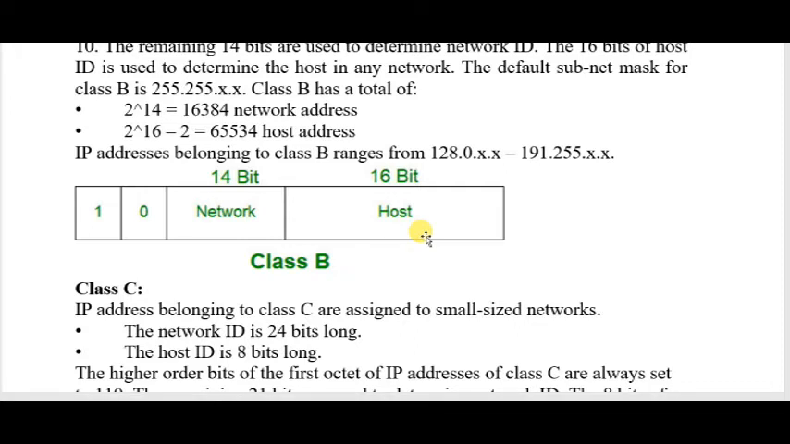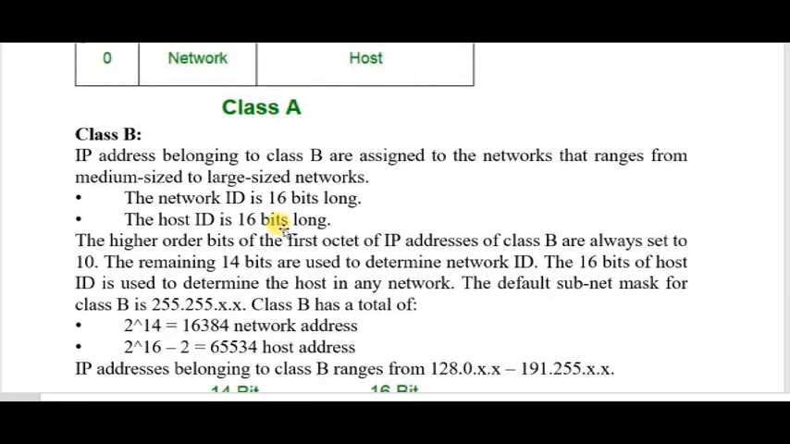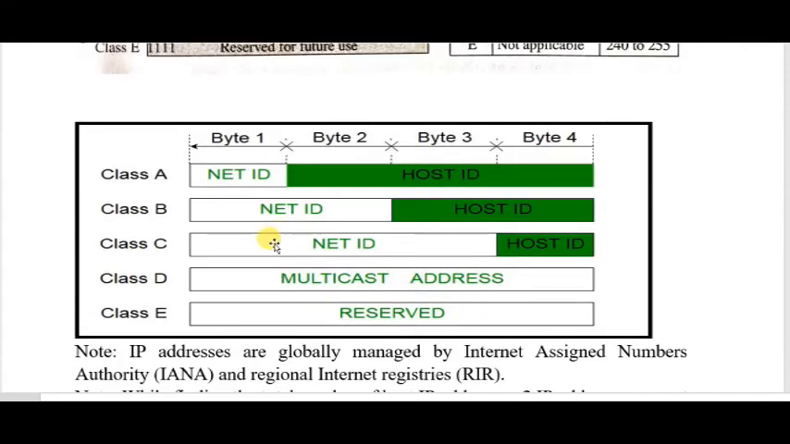So let's come to class C. In class C, the first 24 bits represent the network ID and the last 8 bits represent the host ID. So what will be the total number of network IDs and the total number of host IDs in class C?